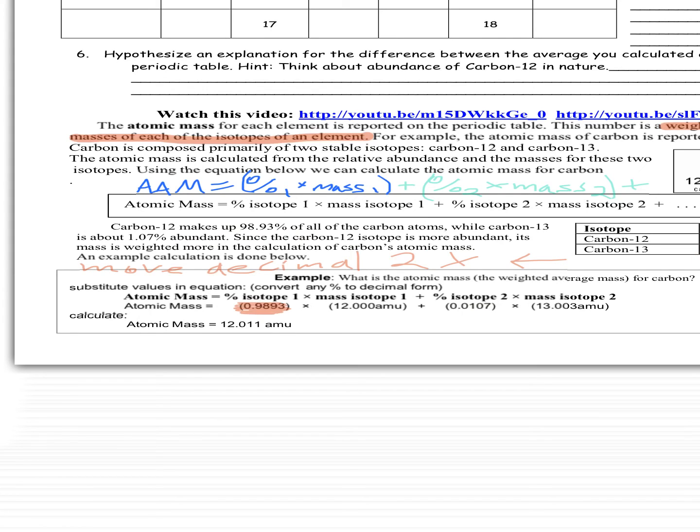So notice my percent for carbon-13 is 1.07, so that's 0.0107. It is not 0.107. You need to move the decimal place twice. Okay. So you plug them in. Percent 1 times mass 1 plus percent 2 times mass 2. If you had more isotopes, continue. Plus percent 3 times mass 3. Make sure you put that percent as a decimal, and that's all you need to do. You just need to know this equation and be able to plug in the information. So let's look at the next page.